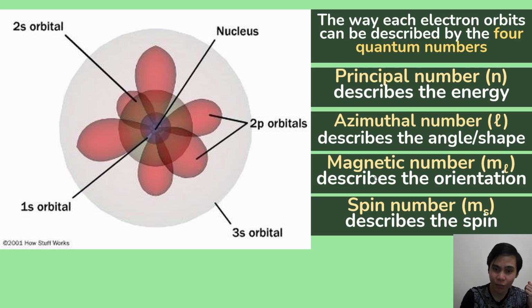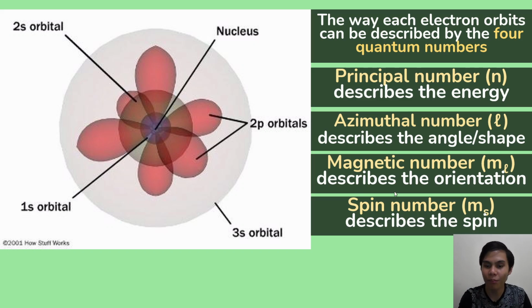Your magnetic number, symbolized by the letter M, and the fancy L of the azimuthal number, describes the orientation in space of your electron's orbit. So we'll talk more about that later when we go through these one by one.